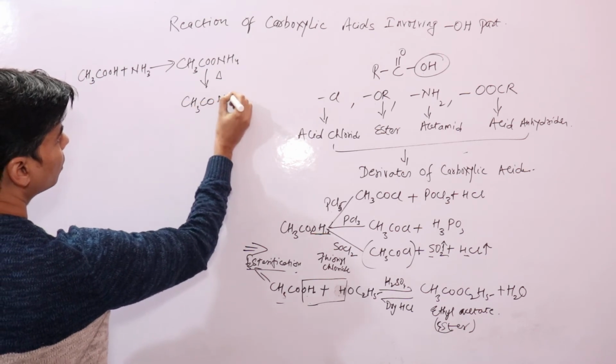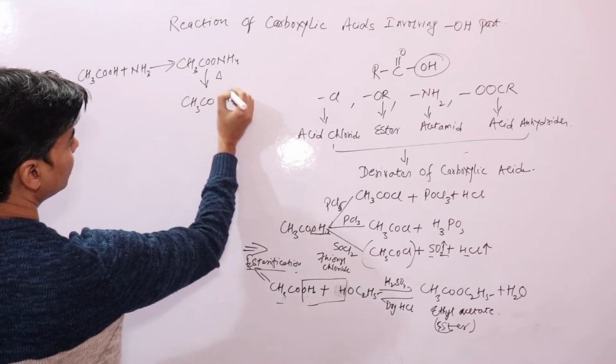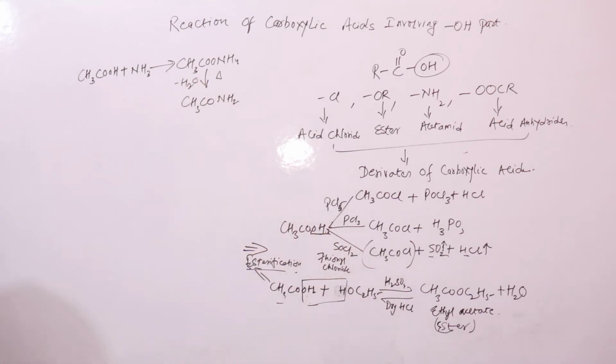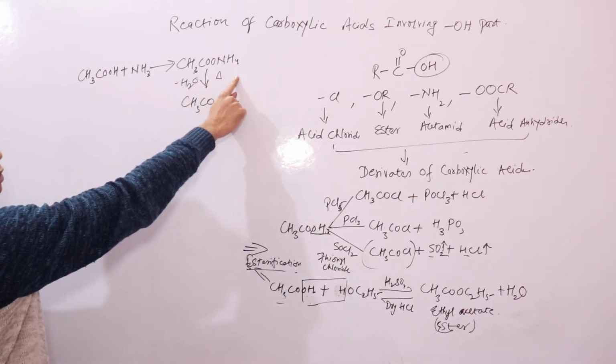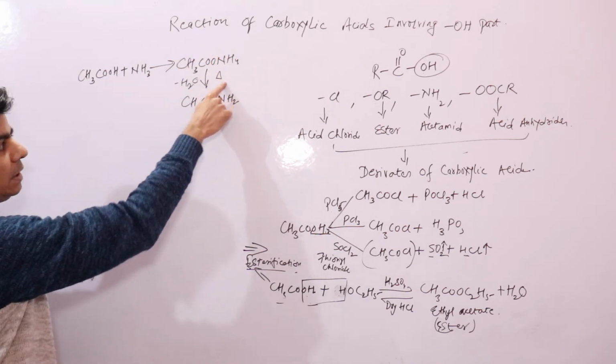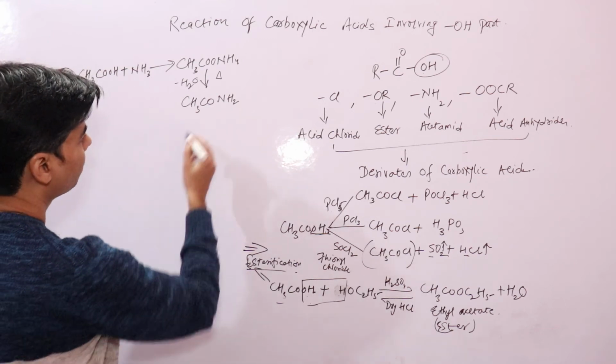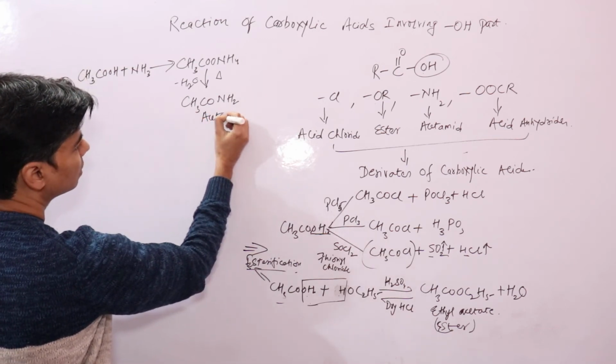CH3CONH2. Here water would be eliminated. This is your acetamide. I hope till this point it is clear. So these are amides, which result from reacting with ammonia. You take ammonia, it will form ammonium acetate. Ammonium acetate on slight heating will lose a water molecule and it will form an amide. The name is acetamide.